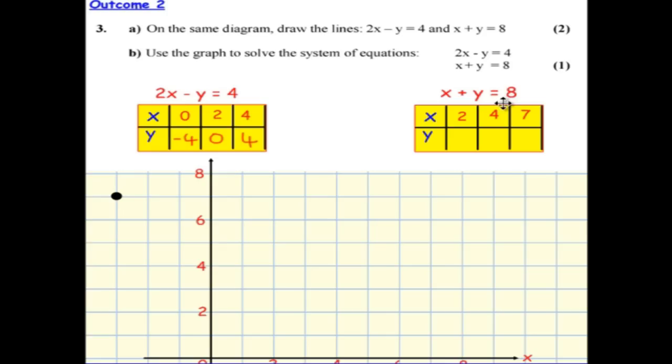Moving on to the second line, x plus y is equal to 8. Now x plus y equals 8 means that if you add the x and the y coordinates, the answer is 8. So with a value of x equals 2, 2 plus 6 gives you 8. So that will give us the point (2, 6). When x is 4, 4 plus 4 gives you 8. So the y coordinate will also be 4. And finally, x plus y equals 8. When x is 7, the y will be 1. And that gives us 3 points to plot to draw this line.